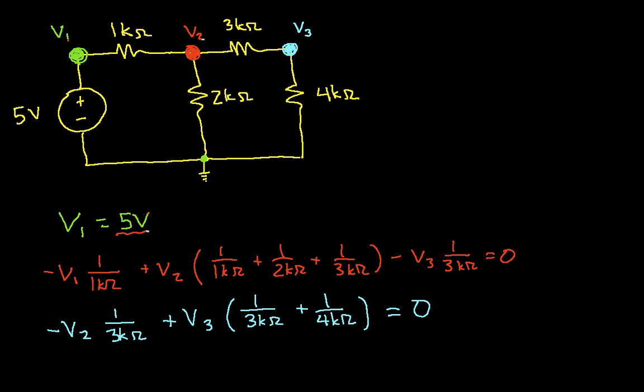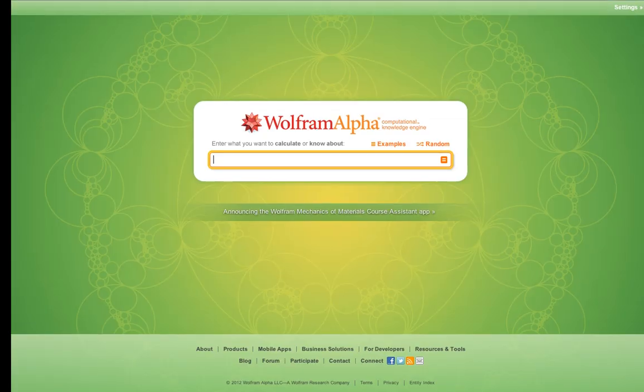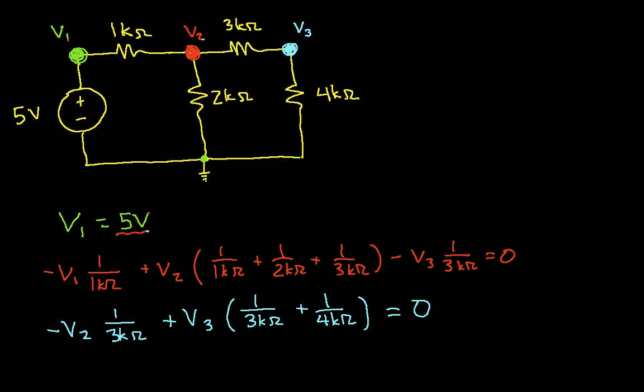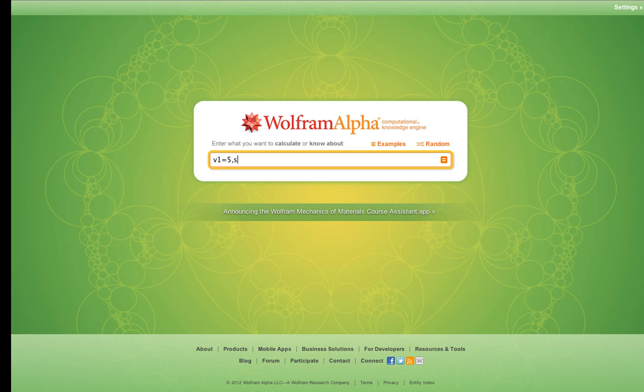So now I'll use my current favorite approach to solving this system of simultaneous equations, which is Wolfram Alpha. And it's kind of fun because you can change the background, which I'm doing every video because it just looks so nice. Okay, so we have V1 is equal to 5. That's our first equation. If we go back now and look at our second equation, we'll have minus V1 over 1 k ohm plus V2, 1 over all these guys, minus V3, 1 over 3 k ohm. So let's see if we can get this in correctly. We have minus V1 times 1 over 1,000 plus V2 times 1 over 1,000.